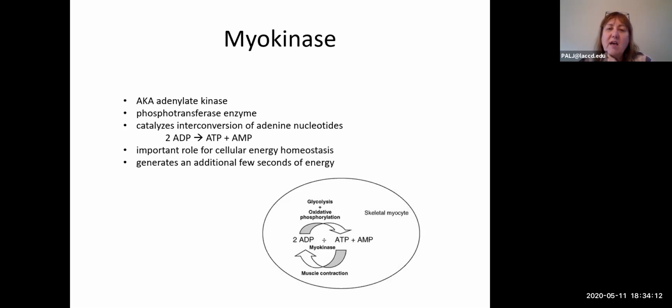And so here's how myokinase works. We have two ADP. So each ADP has two phosphates on it. So this has more energy than an AMP, but not as much energy as an ATP. So what myokinase does is it takes these two ADPs and transfers one phosphate so that you end up with an ATP and an AMP. Okay, so now we have an ATP that can be broken down by ATPase to give us that big burst of energy. And so this gives us a few more seconds of energy.